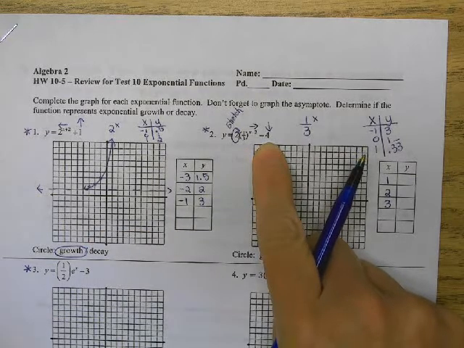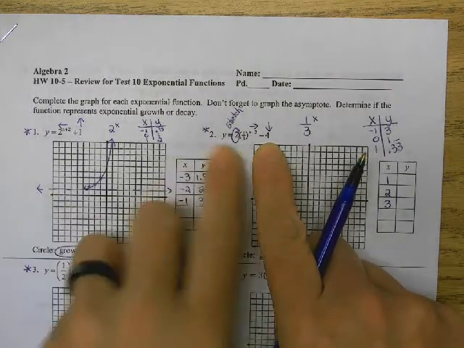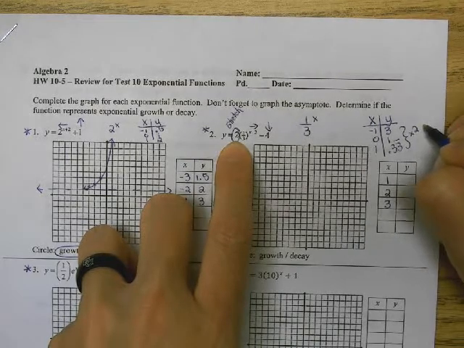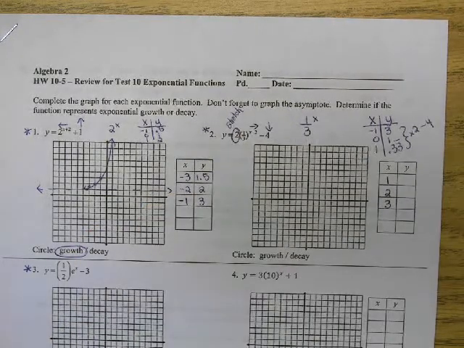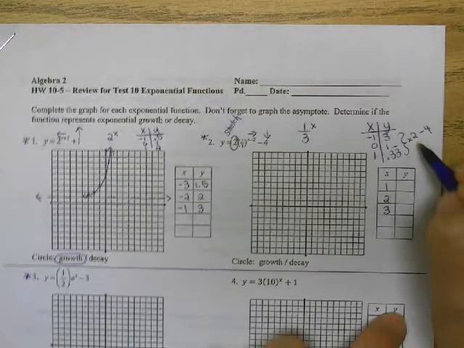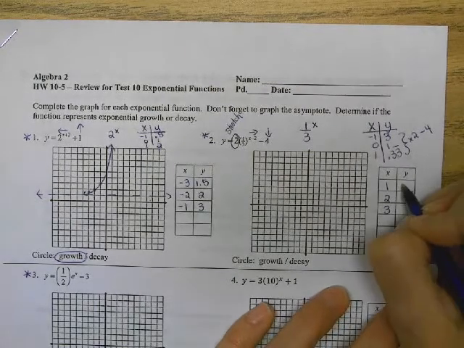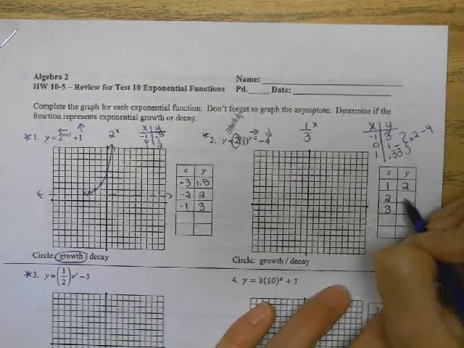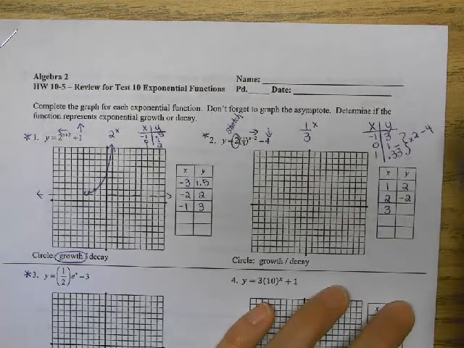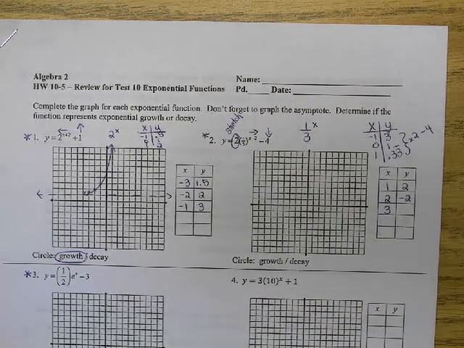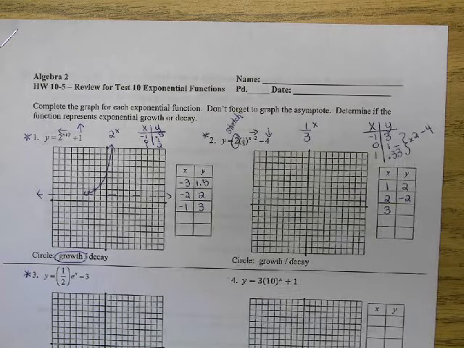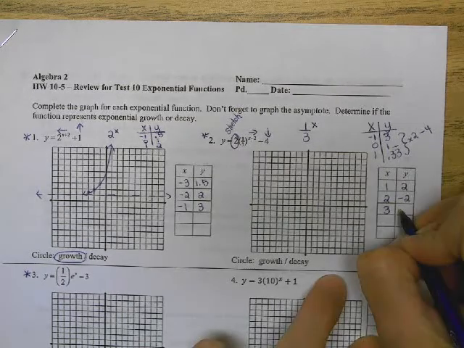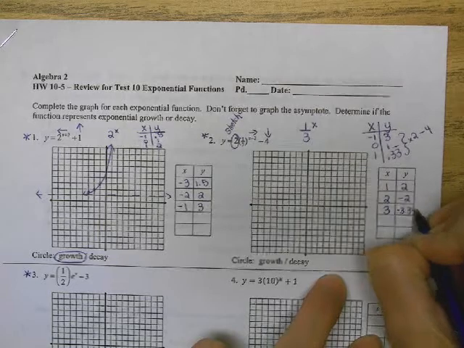So think about PEMDAS. Would I multiply before I subtracted? Yes. So I'm going to stretch all these by 2 and then subtract 4. So 3 times 2 gives me 6, minus 4 gives me 2. 1 times 2 gives me 2, minus 4 gives me a -2. 0.33 times 2 and then minus 4 is going to give me -3.34.